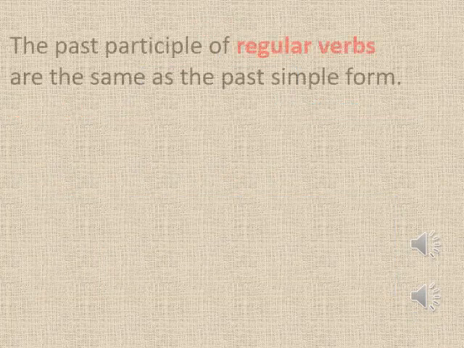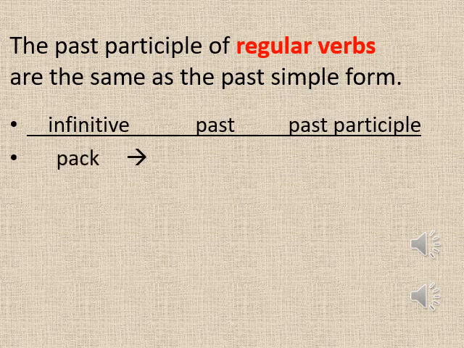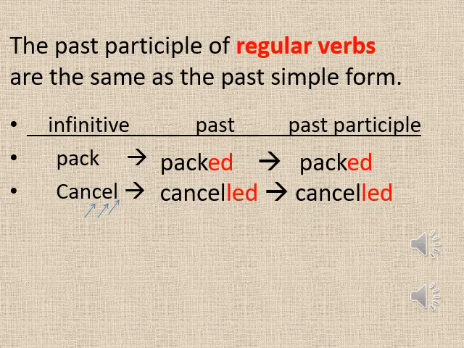The past participle of regular verbs is the same as the past simple form. We add d, ed, or ied. For example, pack, packed, packed. We only added ed. Cancel, if the last letters are consonant, vowel, consonant, we're going to double the last letter and add ed. So the past is cancelled, past participle is cancelled.